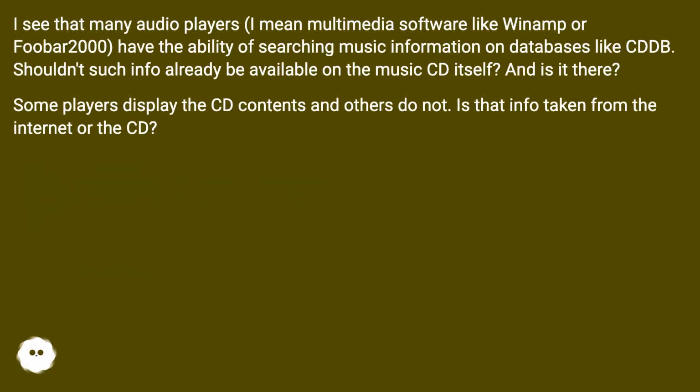Do most music CDs contain the needed info about their tracks? I see that many audio players and multimedia software, like Winamp or Fubar 2000, have the ability of searching music information on databases like CDDB. Shouldn't such info already be available on the music CD itself? And is it there? Some players display the CD contents and others do not. Is that info taken from the internet or the CD?